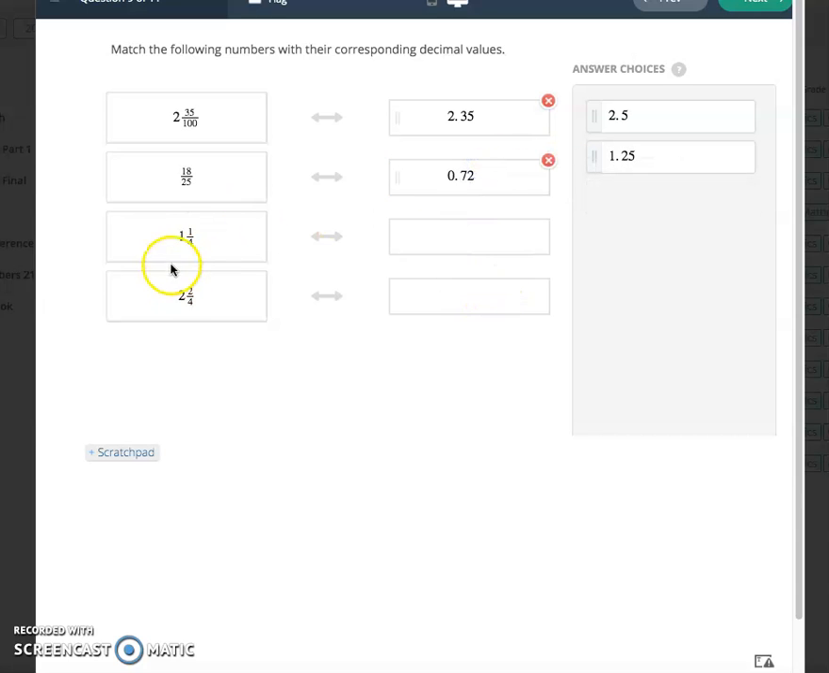All right. The next one, 1 and 1/4. Well, these two should be kind of easy, because this one is 1 point something and this is 2 point something. So this is 1.25 and this is 2.5.